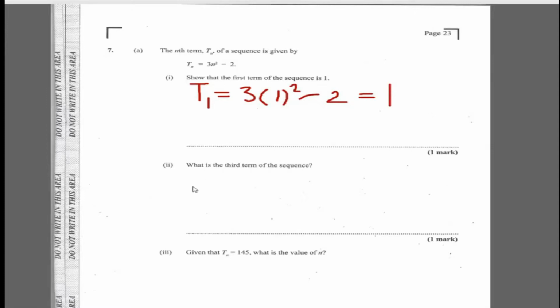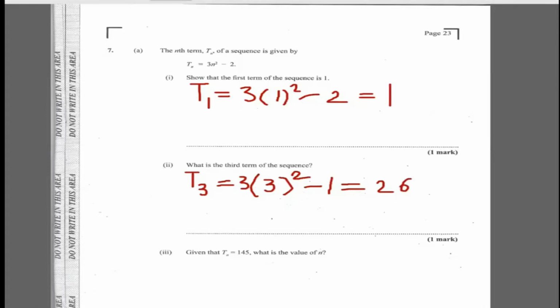Then it says find the third term of this sequence. The third term is when n is 3, T3. Think of T as term, term 3. Term 3 is when n is 3. So put in n as 3 to be 3 times 3 squared minus 2. And that's very easy. 3 squared is 9. 9 times 3 is 27. 27 minus 2 is 25.